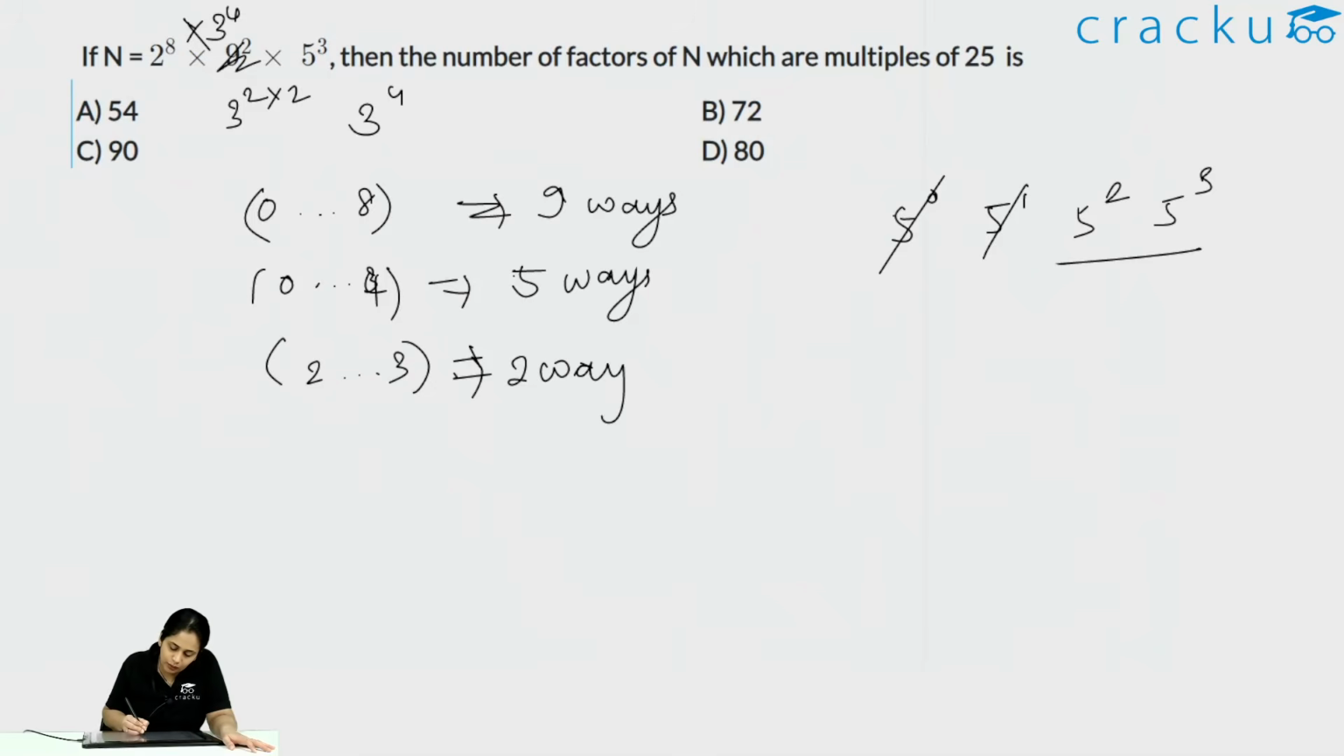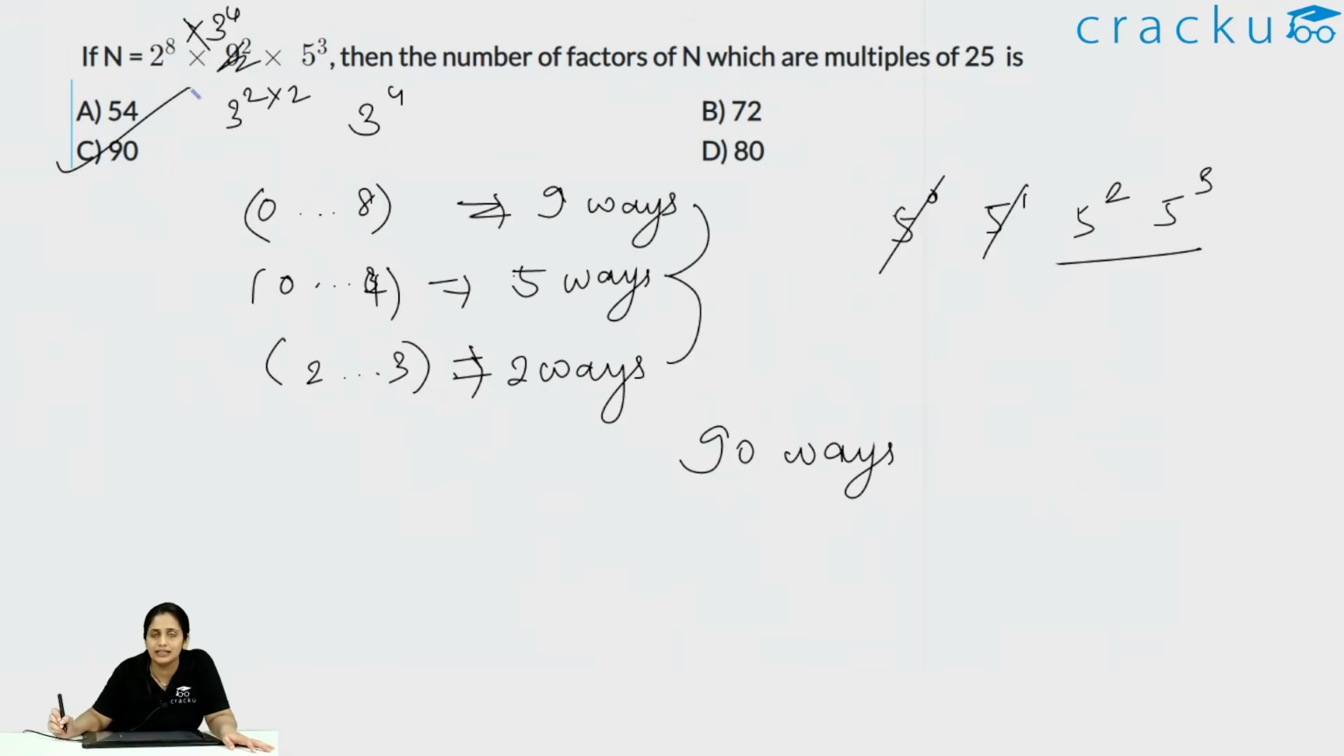So what is the total number of factors? Number of factors is 9 into 5 into 2. 9 into 5 into 2 is 90 ways. So how many such factors are there such that they are multiples of 25? There are 90 such factors. So the right answer is option C.